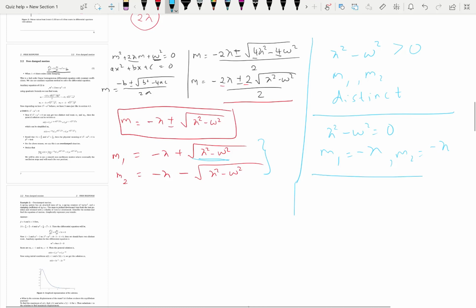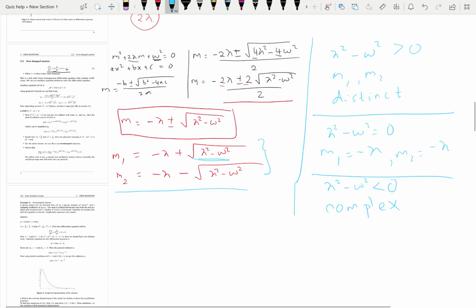Then I think you can already see what's happening if lambda square minus w square is negative. You are taking the square root of a negative number. So then all of a sudden you get complex roots. So depending on the type of roots you have, you write the general solution in a different way. So this is actually not where we stop. This is the application of section 4.3 really.